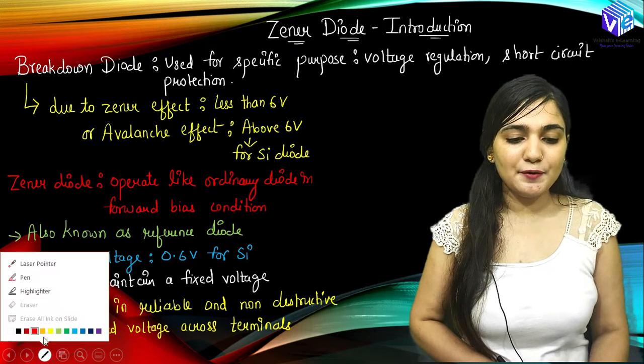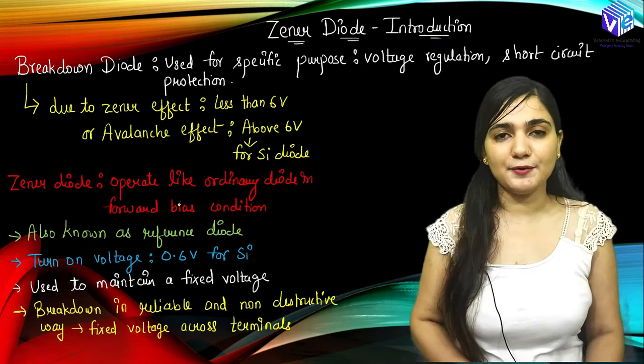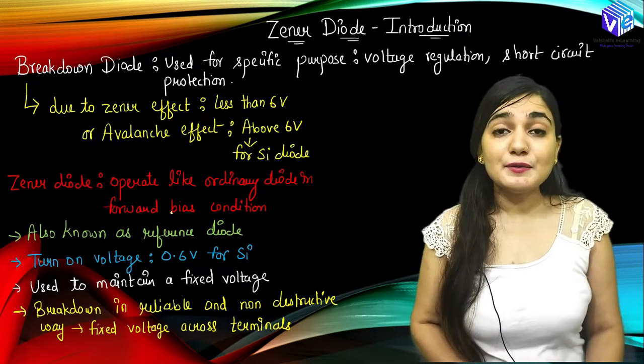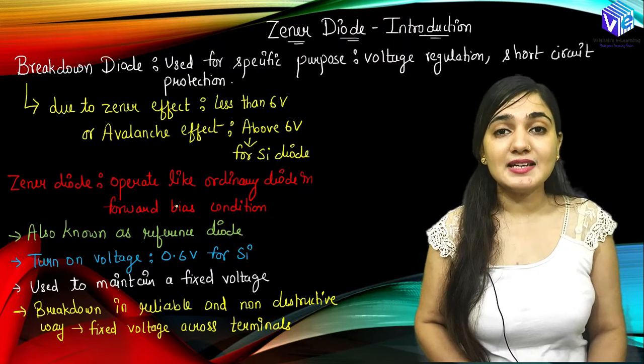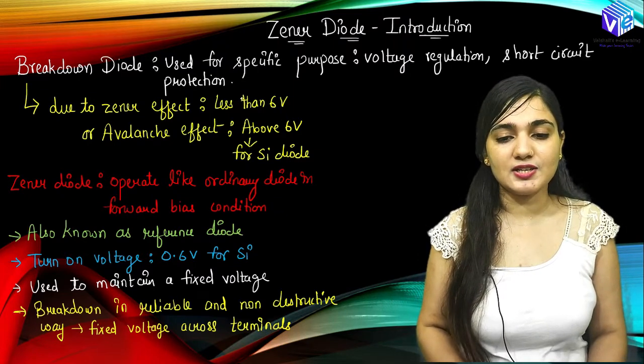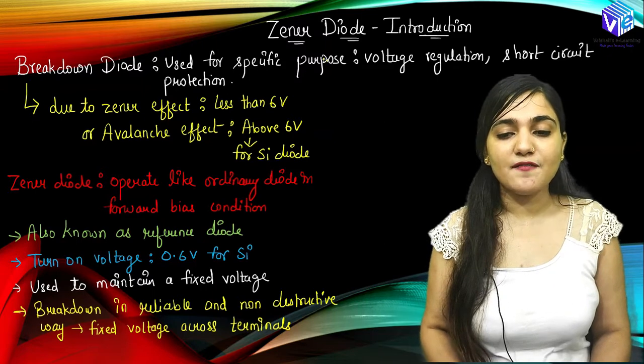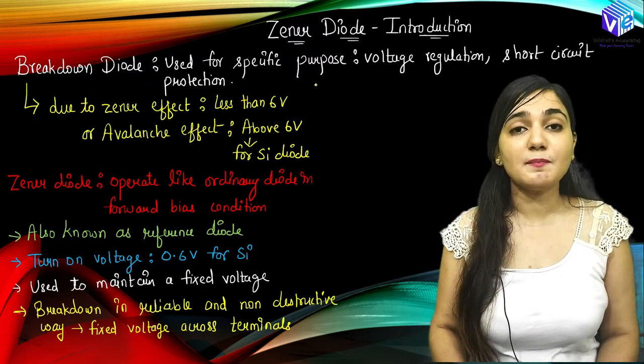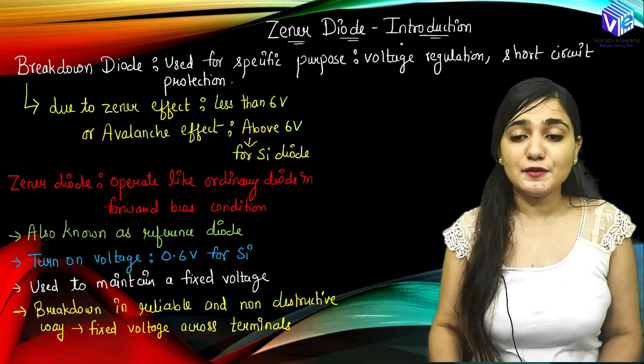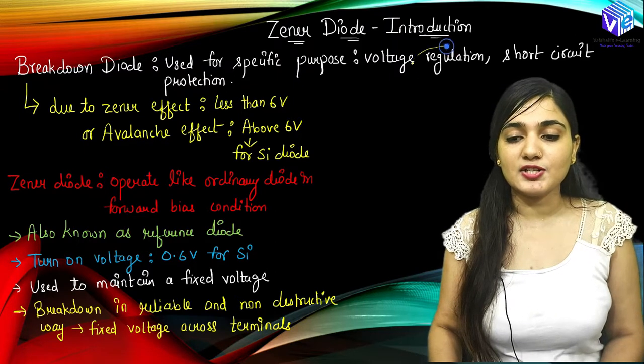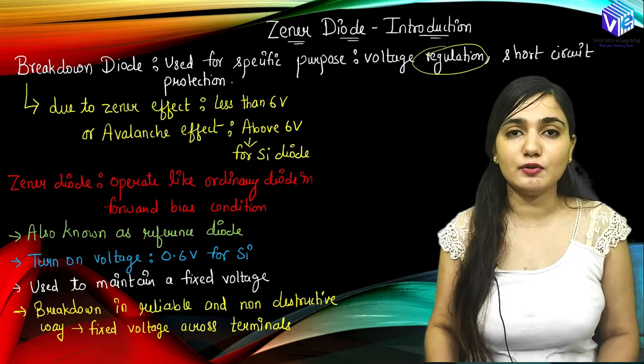So let's start our discussion with the introduction to the Zener diode. The Zener diode is also known as the breakdown diode, right? Why is it known as a breakdown diode? Because it works in the breakdown condition. It is used for a specific purpose. Which specific purpose is it used for? It is used for voltage regulation. If I want to regulate the voltage, right?